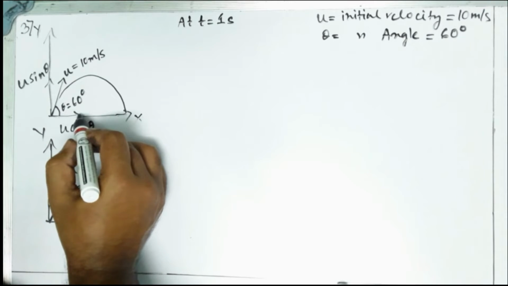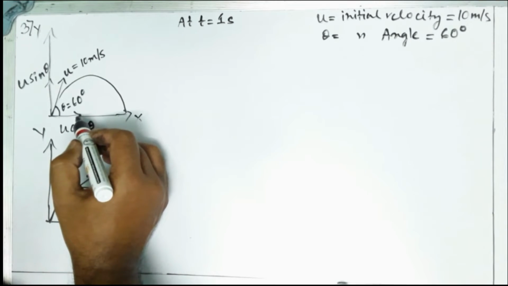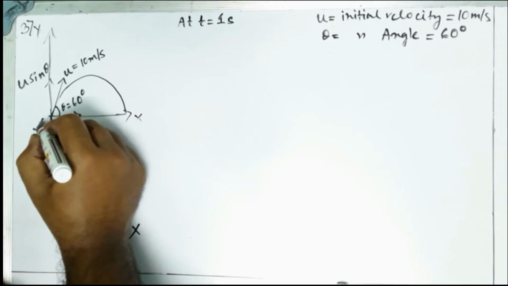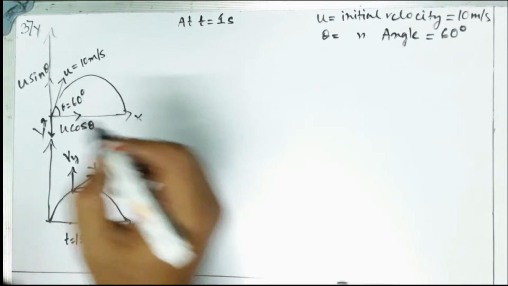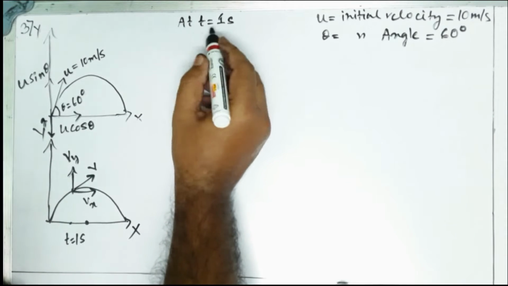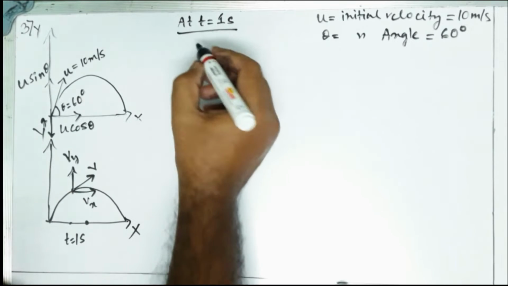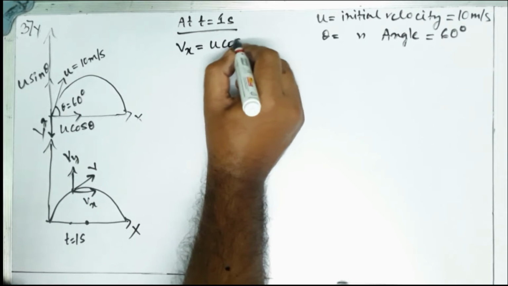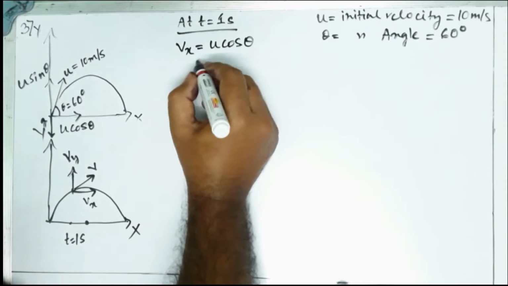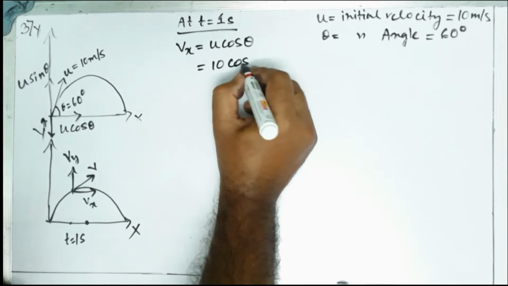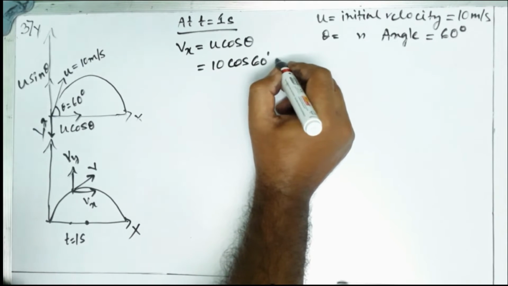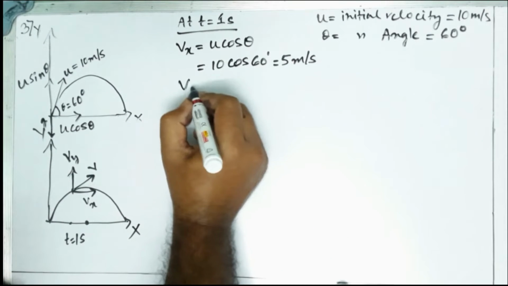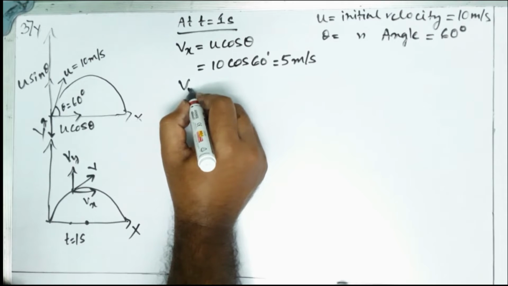So we know that the horizontal component u cos theta remains constant throughout the motion as the acceleration due to gravity g is perpendicular to u cos theta. So at t equal to 1 second, the horizontal component Vx would also be u cos theta. u is 10 and cos 60 degree, so it will be 5 meter per second. And what will be the Vy?